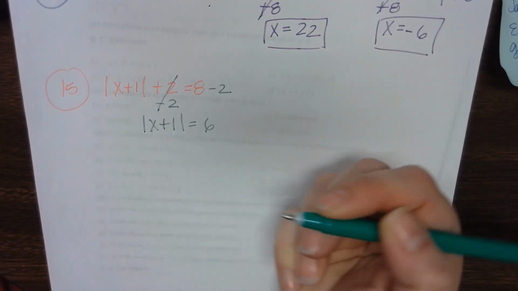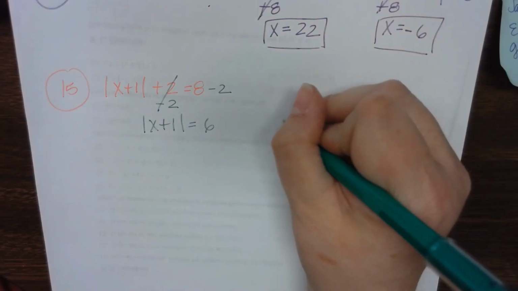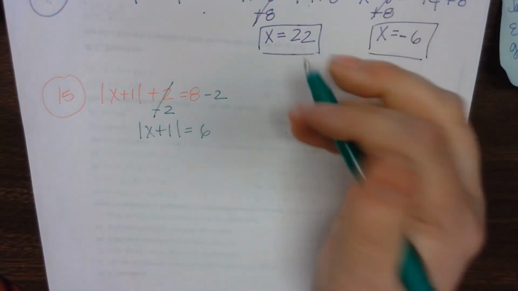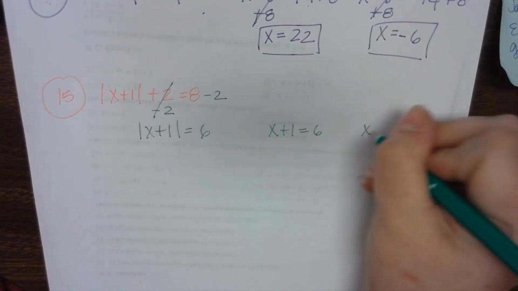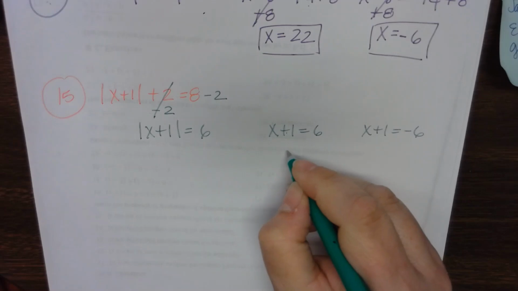6. Okay, now we're ready to write our options. So we have x plus 1 is equal to positive 6, and x plus 1 is equal to negative 6. I'll cancel my 1 over here.